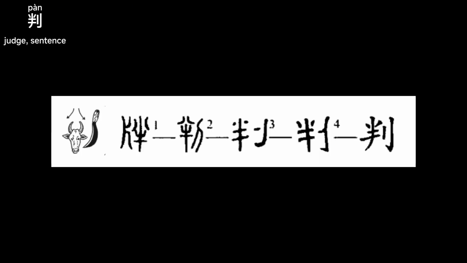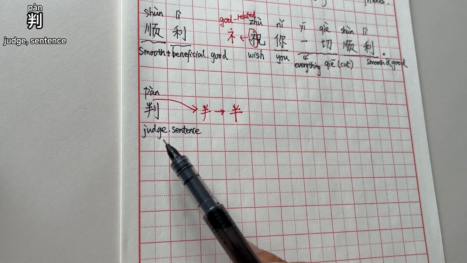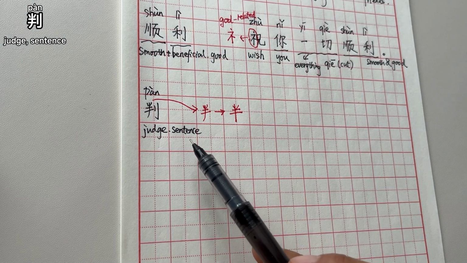Okay, so here is the evolution of the character 判. And you can see the original meaning of it is to use the knife to cut things in halves. So since you're cutting things into halves, it's kind of like the logic of judging things. When you judge things, you categorize them into good things and bad things. And since you judge something, you sentence the crime for it.